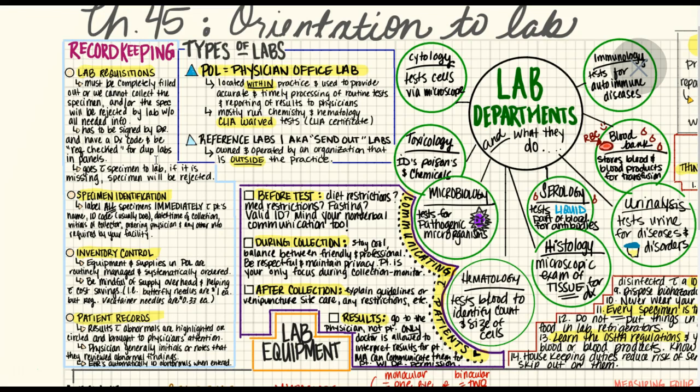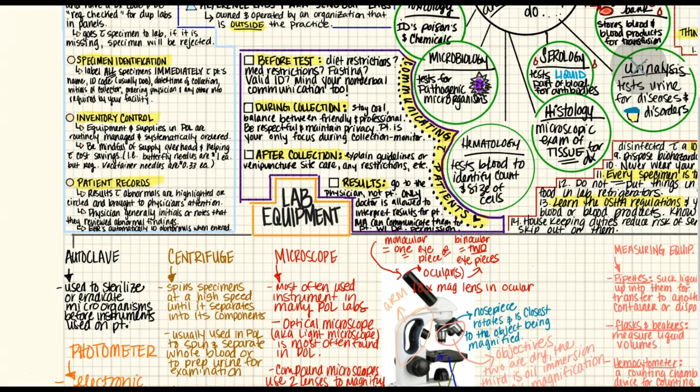So identifying your specimens, it's super important that you make sure that you are labeling all of your specimens immediately. I mean, like, immediately. As soon as you're done drawing blood, as soon as the patient brings a urine cup back to you, as soon as whatever it is, you want to make sure that all specimens are immediately labeled with the patient's name, their ID code. Most of the time, that's their date of birth. The date and time of collection, the initials of the collector, the ordering physician, and any other info that's required by your facility. So a couple of pointers here.